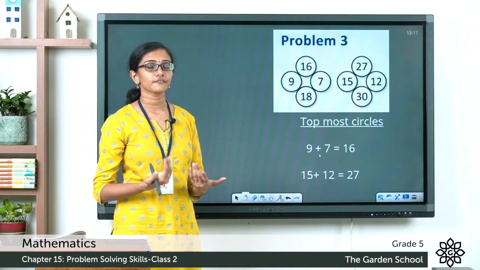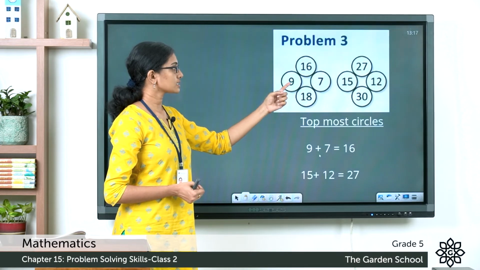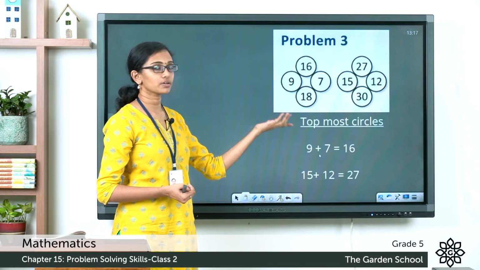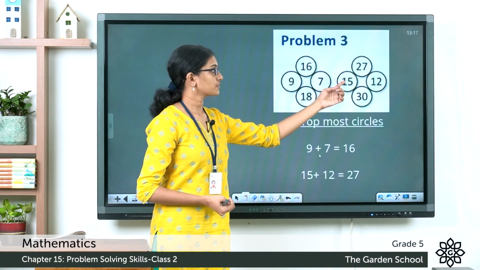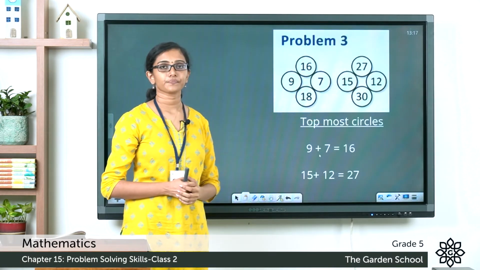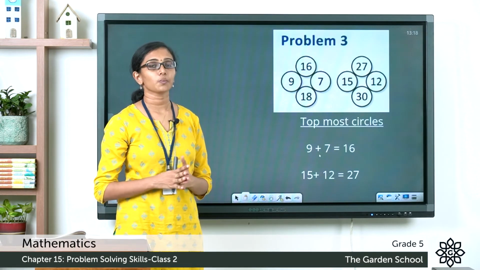I am able to identify two pattern rules here. One is, see, this number is the double of this one. That is 9 into 2 equal to 18. And here, this number is the double of this one. 15 into 2 is equal to 30. So that is one pattern rule I could identify. Let me share another one.